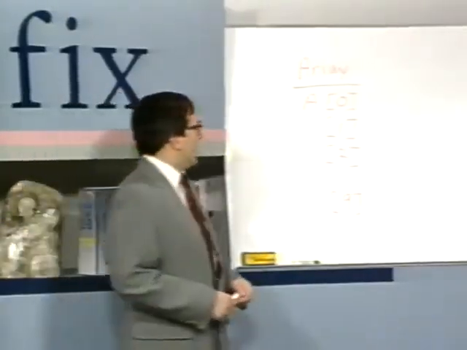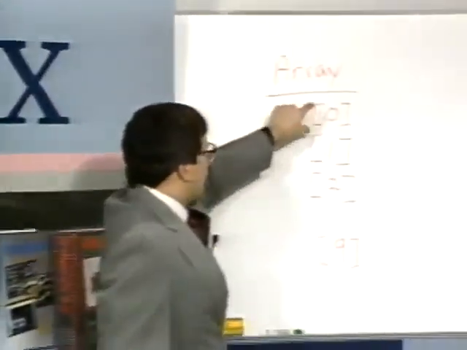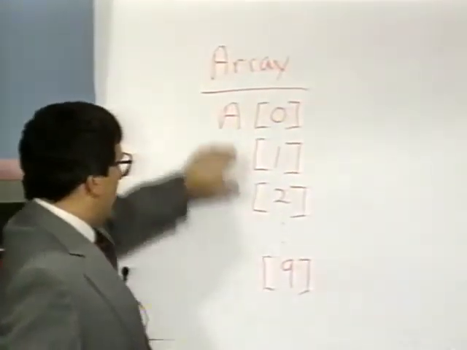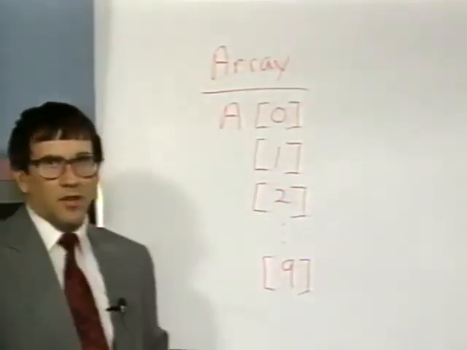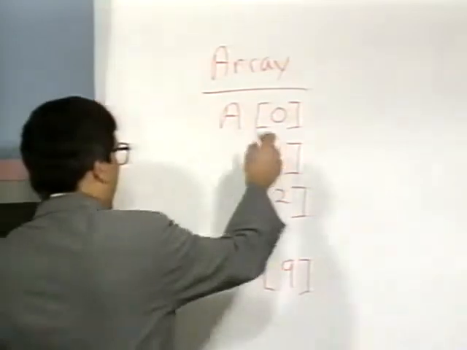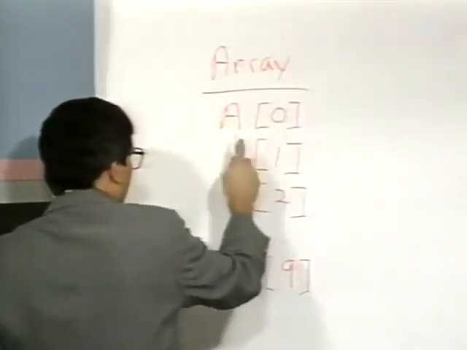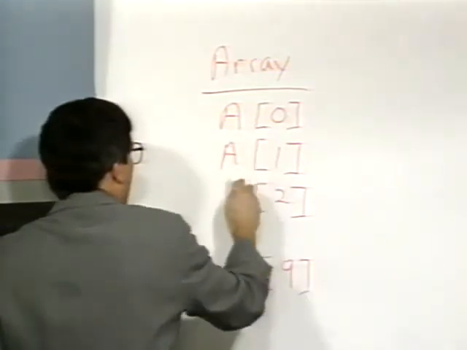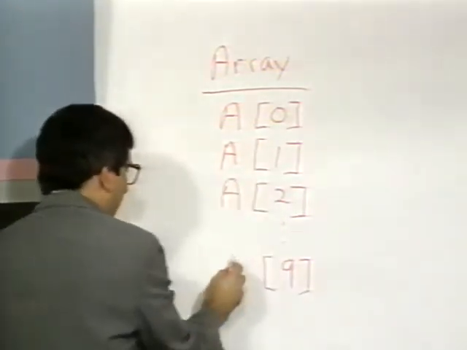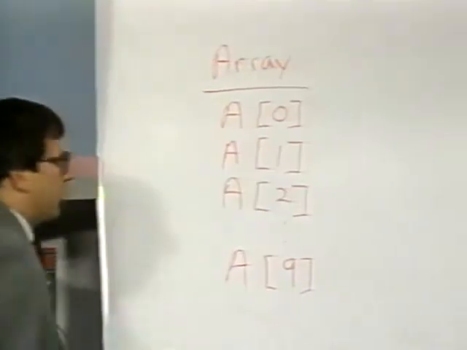An array is a single variable with several elements. In this case, we have 10 elements in the array A. The first element is designated by A[0] with square brackets. Then we have A[1], A[2], on up to A[9].